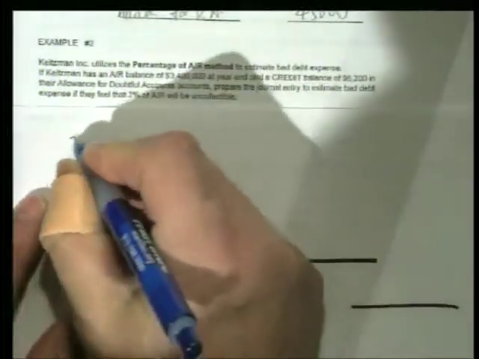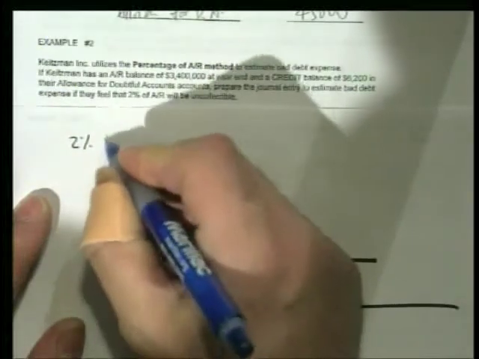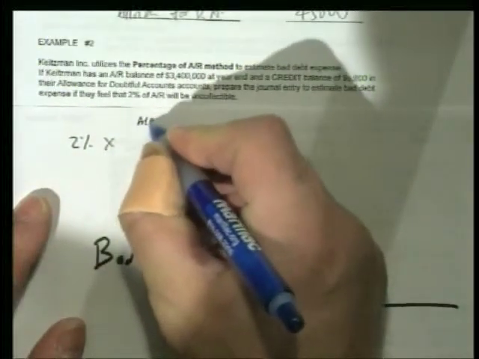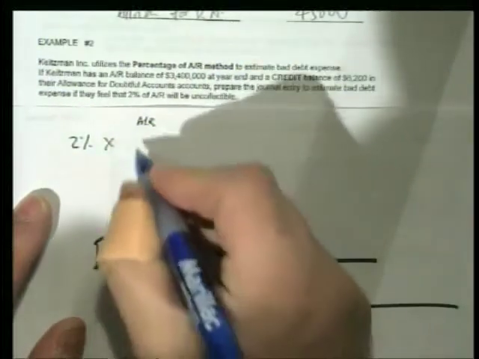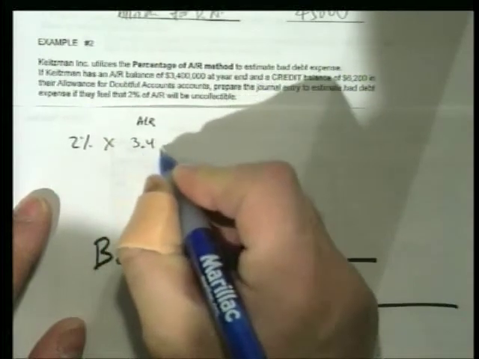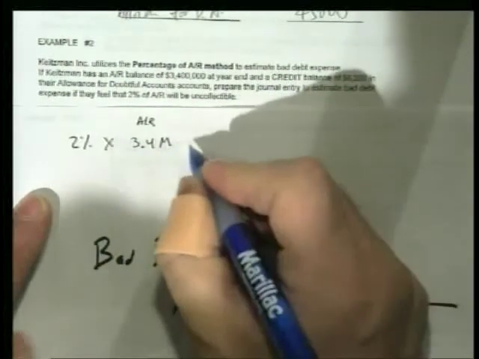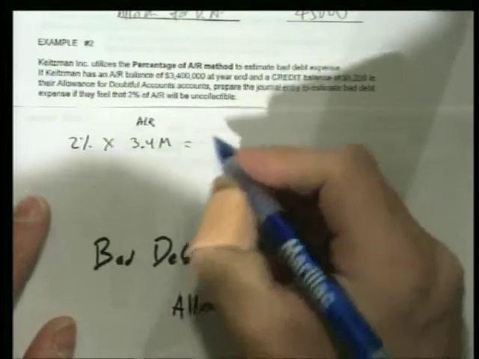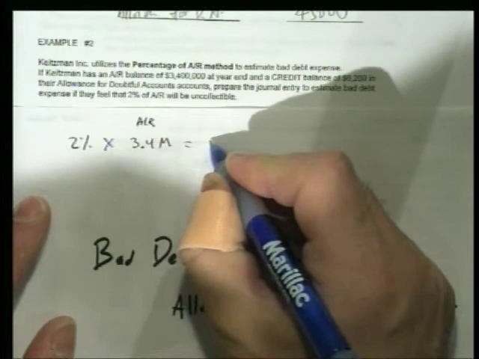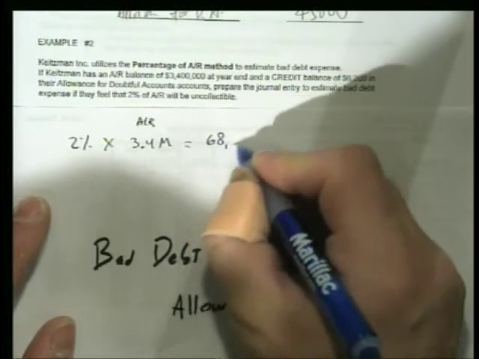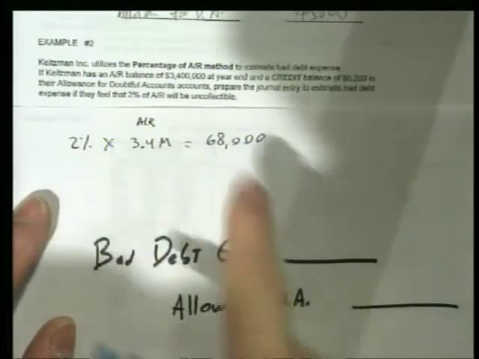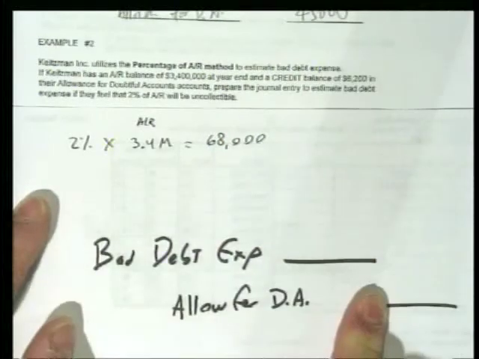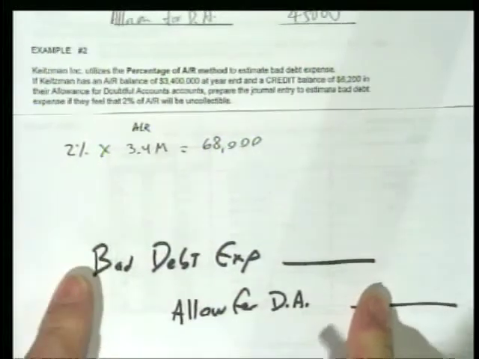They want 2% times the AR amount. How much is AR? $3.4 million. What is 2% times $3.4 million? 68,000. Now, is that the amount that goes in the blank? No, no, no, it is not.